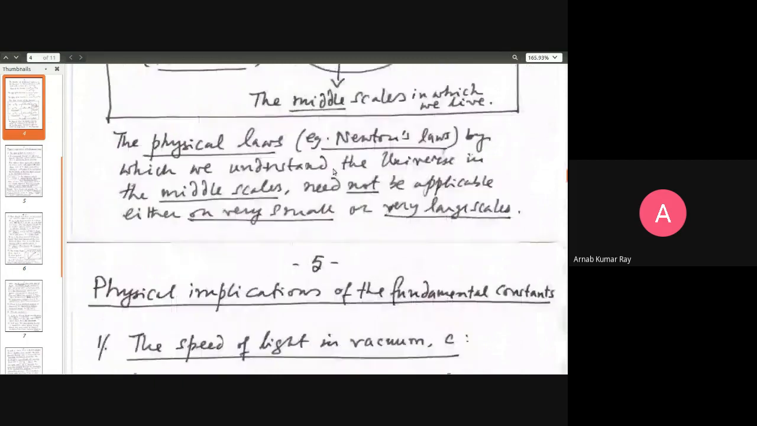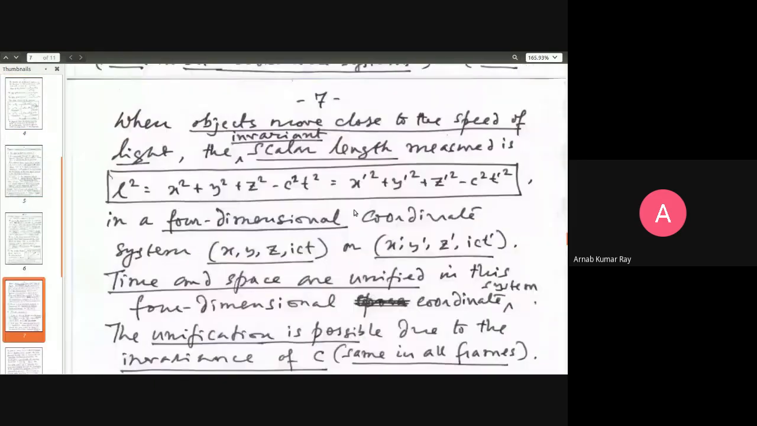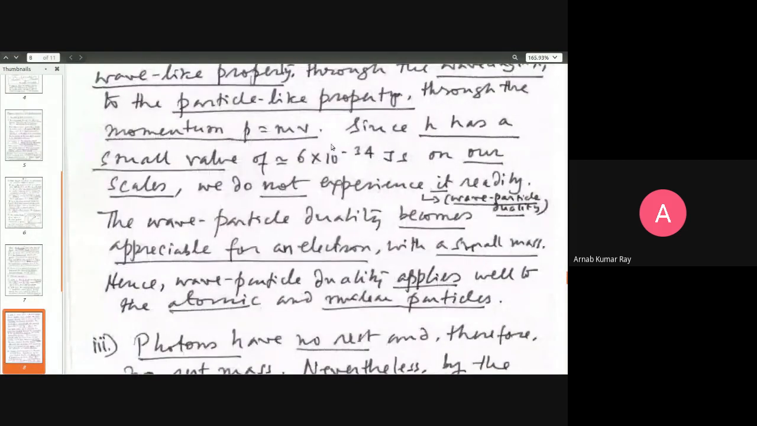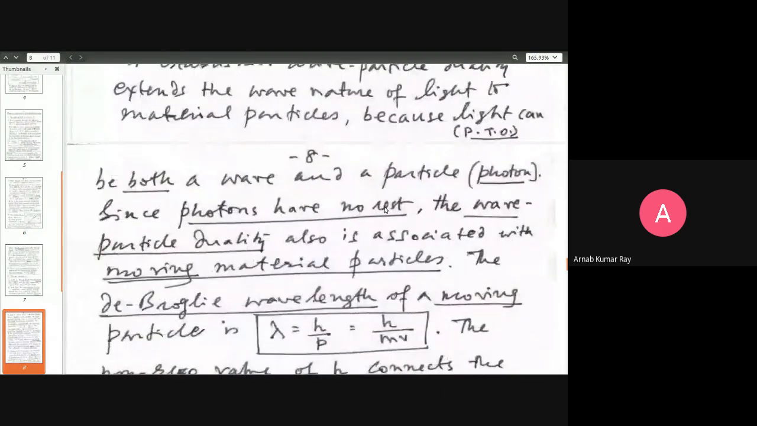That's nothing. That is small enough by your standards, but that smallness is nothing compared to the smallness of Planck's constant. So that is why I have written this statement. We do not experience this wave-particle duality through our senses, but the wave-particle duality becomes appreciable, something that you can experience, when you have particles with small mass, such as an electron. Hence, wave-particle duality applies well to atomic and nuclear particles. In the atomic and nuclear domain, the wave-particle duality is very much an experienced reality.